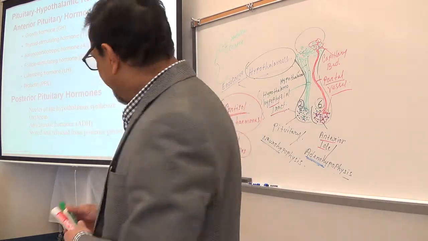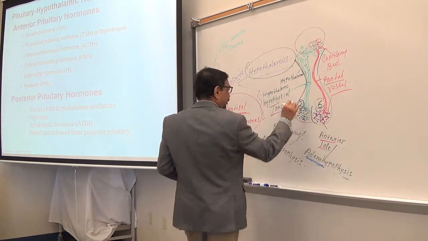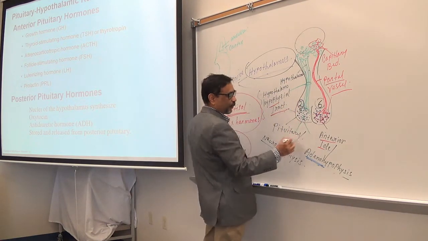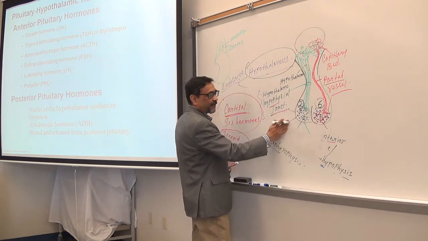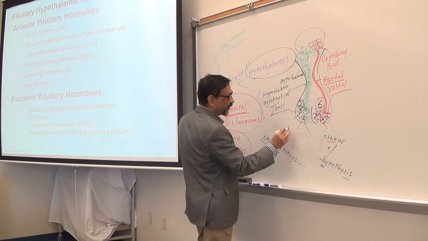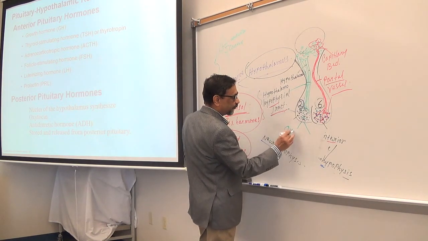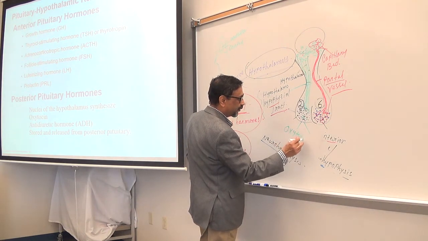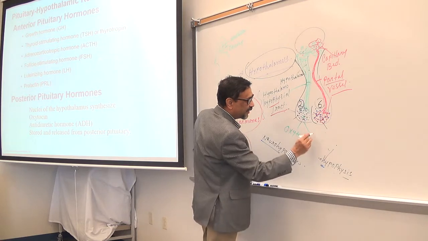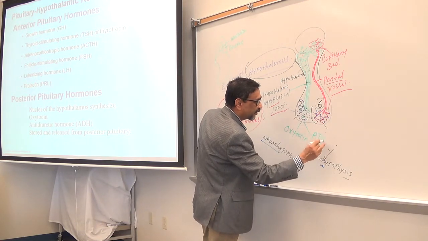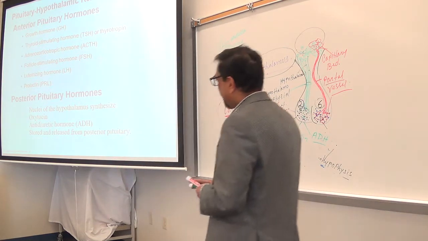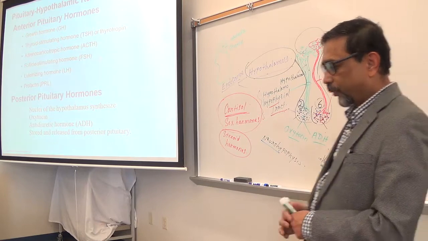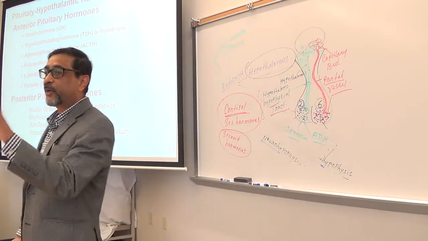Now let's see the posterior pituitary. Posterior pituitary releases 2 hormones, both very important. One is called oxytocin. And another is called ADH, antidiuretic hormone. Okay? So these two are posterior pituitary hormones. Now I'll mention the important functions of these two.